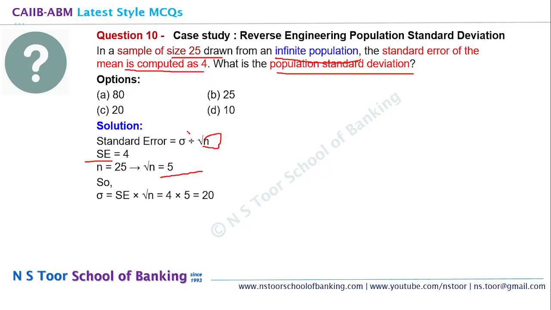So if I want to find this out, what I have to do? Standard error multiplied by square root of n. What is the standard error here? Standard error is 4. Square root of n is 5. So my answer will be 4 into 5, 20. So C is the correct answer for me.